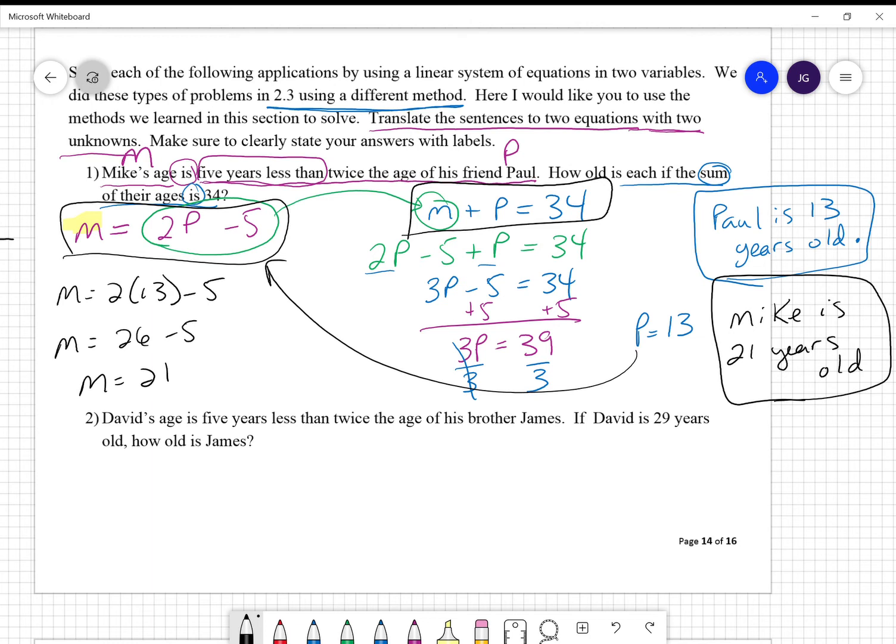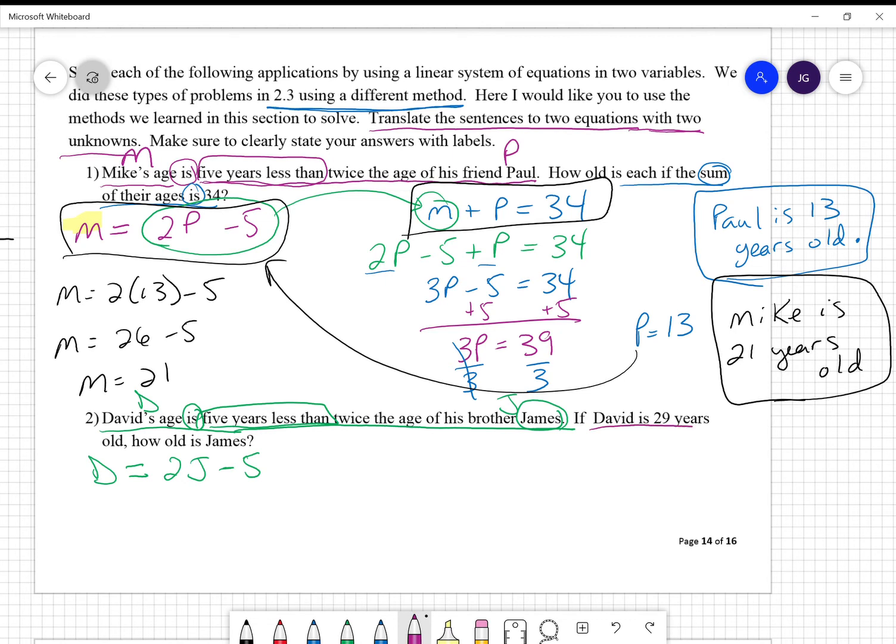Okay, next example. Again, we're looking at two equations, two unknowns. David's age is 5 years less than twice the age of his brother James. So I'm going to use D for David and J for James. David equals 5 years less than, which means take away 5, twice the age of his brother James. Very similar to the first equation of the last problem.